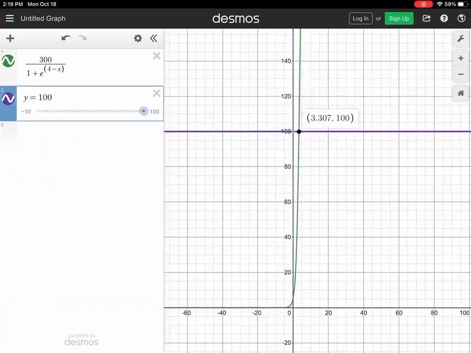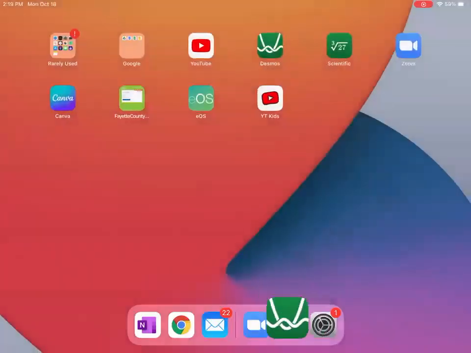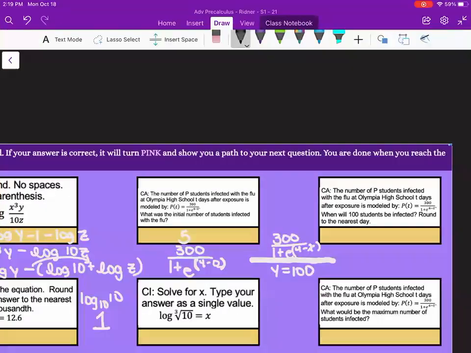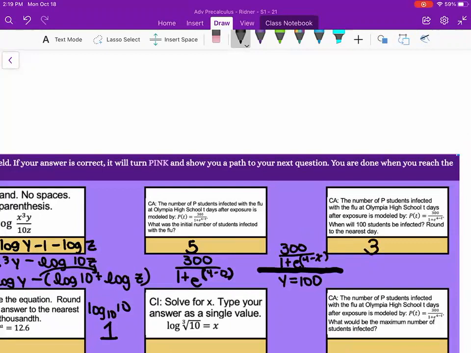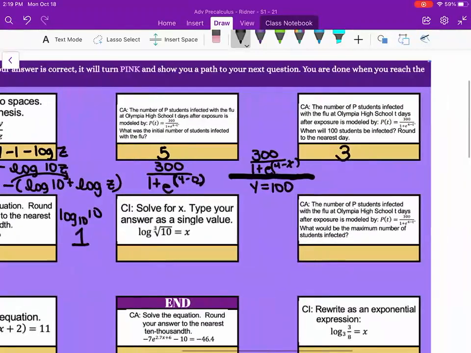So my intersection is right here, so approximately 3. I'll go ahead and hit this one too, because this would be another one. This is to the nearest day, so it would take 3 days for that to happen.